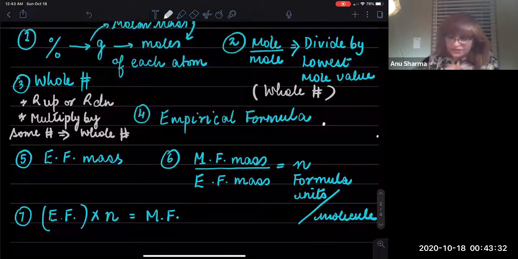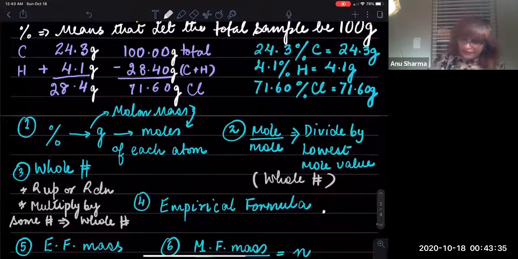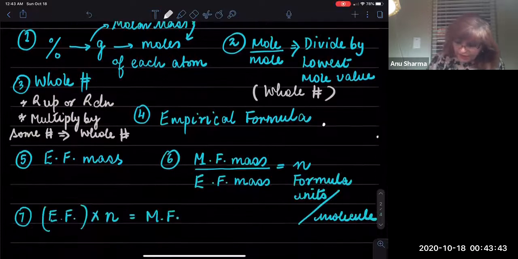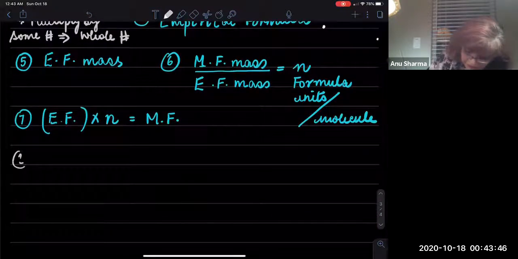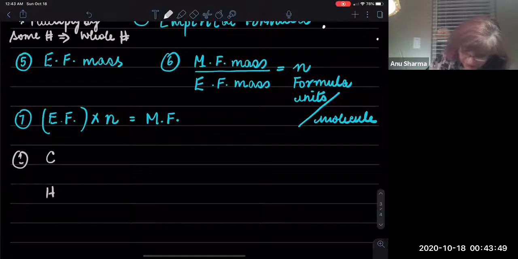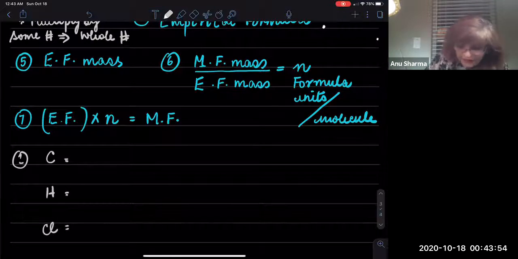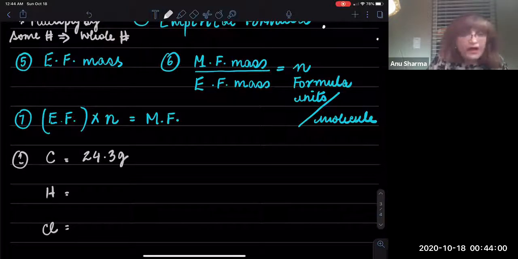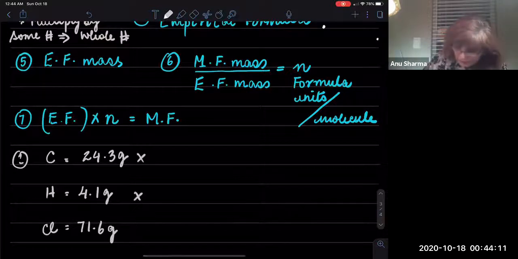Now let's look at this problem. I'm going to write down the first step we already did. We took the percentage and converted that to grams. Simple. Next, we take carbon, hydrogen, and chlorine and convert them to moles. We are given carbon to be 24.3 grams, hydrogen is 4.1 grams, and chlorine is 71.6 grams. Convert that to moles, all three of them.